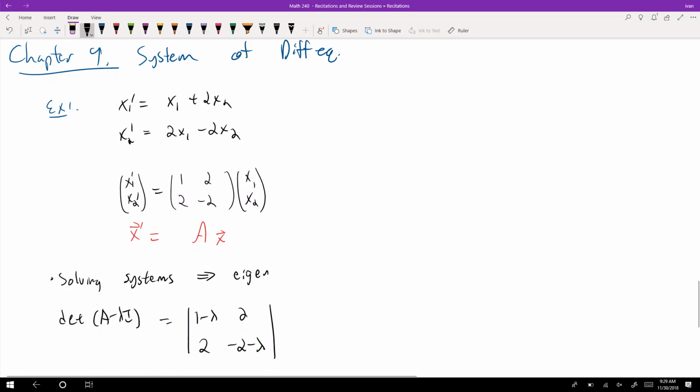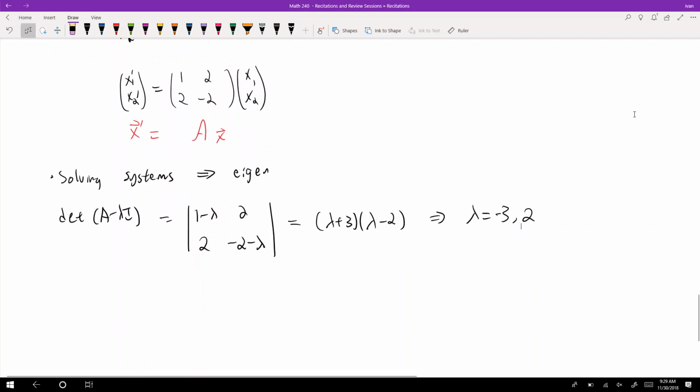I'm going to assume you all still know how to do all of this, so we're going to breeze through these steps pretty quickly. You're going to get the following characteristic polynomial, lambda plus 3, lambda minus 2. And so lambda is going to be equal to negative 3 and 2. All of this should seem very familiar. So now let's take the lambda equals 2 case.